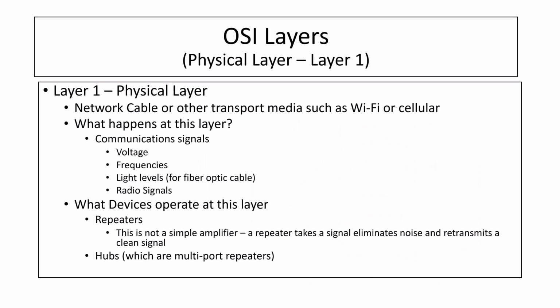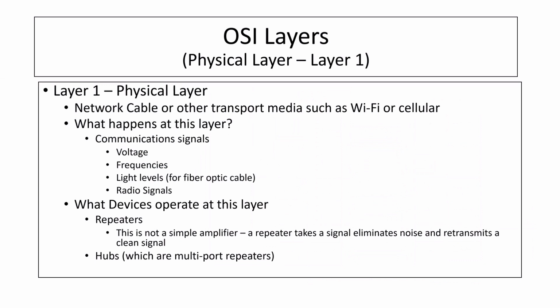Physical layer is where we have our media transport. This is our cabling, Wi-Fi, cellular signals. It could be category 5 or 6 cable. It might be a Wi-Fi connection. It could be fiber optic cable. So what happens at this layer? We're largely talking communication signals, voltages, frequencies, light levels, radio signals, ones and zeros.